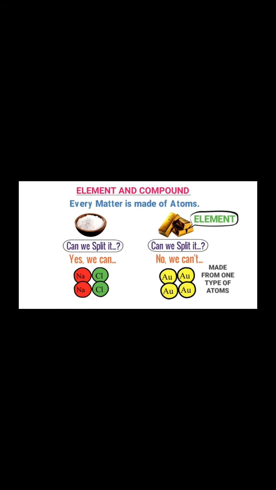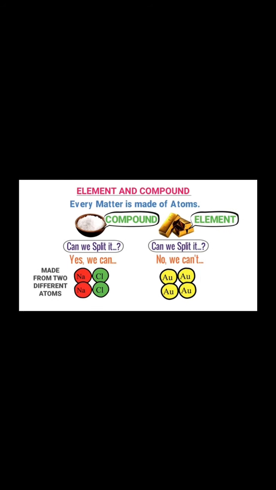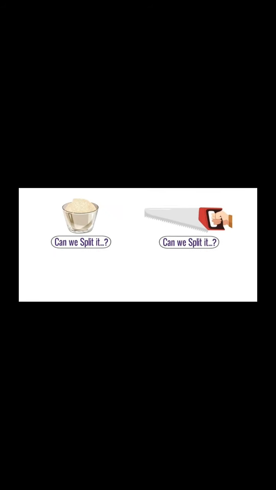Hence, in chemistry, gold is called an element because it is made up of only one kind of atoms, while sodium chloride is called a compound because it is made up of two different atoms. Let me give you one more example, sugar and iron sheet.